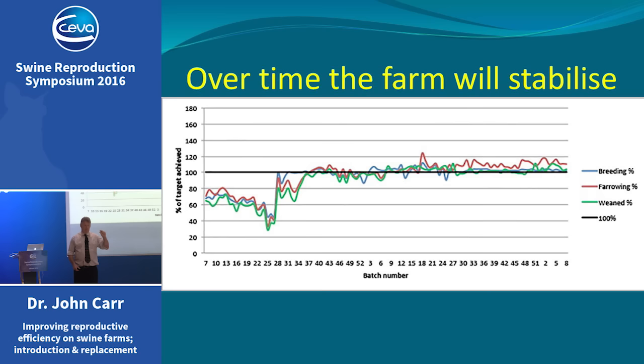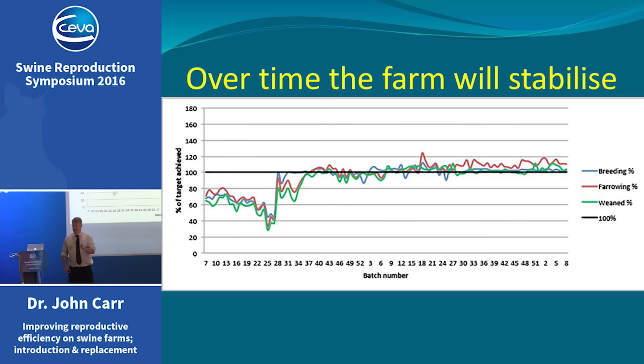So when my target is 12 to breed, it will be 12, 13, 12, 13, 12, 12, 12, 12, 12, 12, 14, 13, 12, 12. It will never be 11. And it'll most certainly never be 9. Because there's no bloody way I can farrow 10 pigs with only 9 sows.